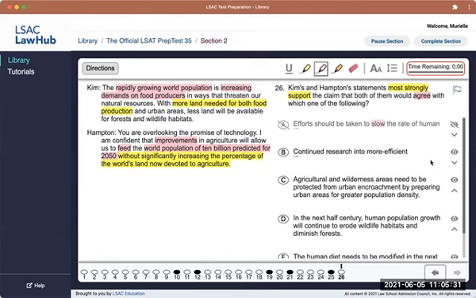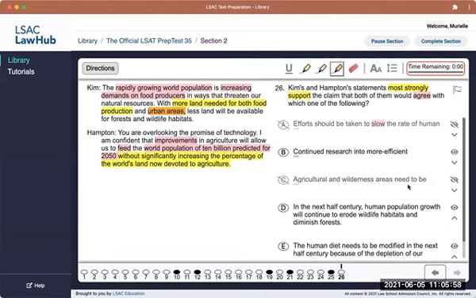C, agricultural and wilderness areas need to be protected from urban encroachment by preparing urban areas for greater population density. They don't really deal with that, right? With the greater population in urban areas. That's not the main point at issue between them. So urban areas are mentioned here, but yeah, Hampton doesn't address that. So we don't know what Hampton would think about that claim.